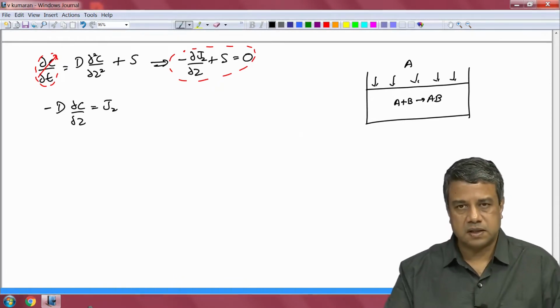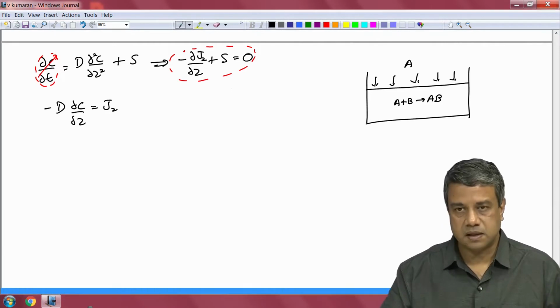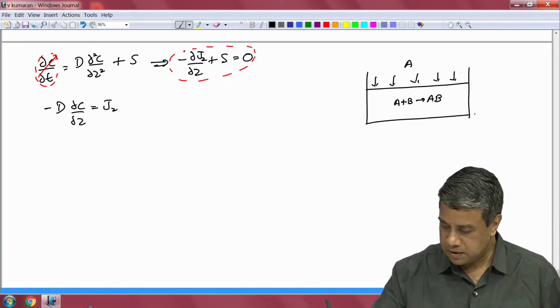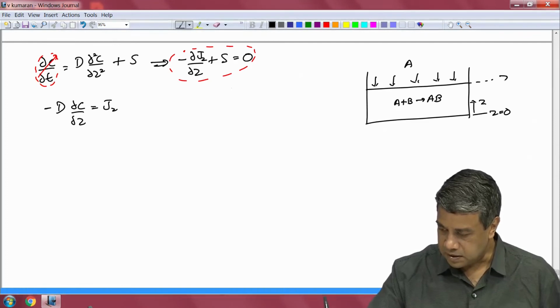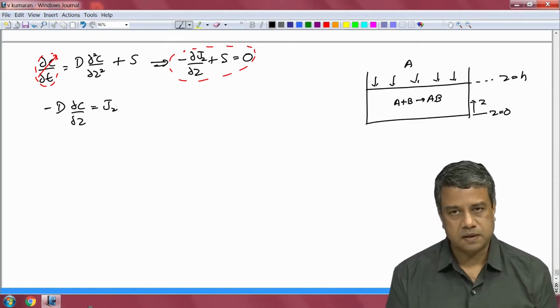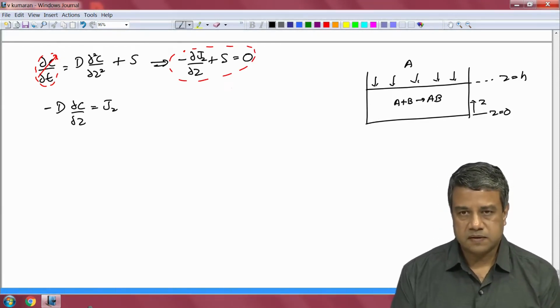Okay, it undergoes a reaction, therefore, it is consumed in the liquid. That reactant A is consumed in the liquid. Put a coordinate system here. This is the z coordinate, this is z is equal to 0, this is z is equal to h, say. So, the interface is at z is equal to h in this particular case, and we will assume it is a first order reaction.